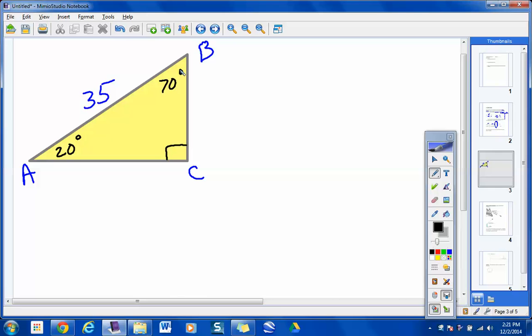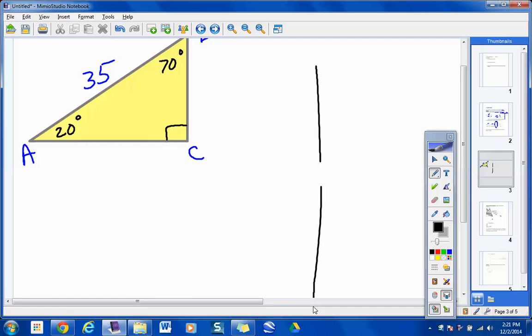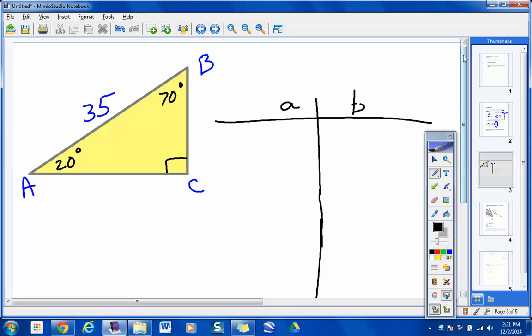All right. So we've got to find side A, or little a, if you will. And we've also got to find side B, or little b. All right. Here we go. Let's find A first. Guys, where's side A? What segment is side A? From where to where? B to C. This is side A, right?